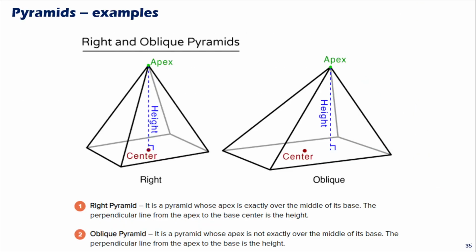Okay, now let's have a look at some examples. First, examples of right and oblique pyramids. A right pyramid is a pyramid whose apex is exactly over the middle of its base. The perpendicular line from the apex to its base center is the height. An oblique pyramid is a pyramid whose apex is not exactly over the middle of its base. The perpendicular line from the apex to the base is the height. Can you see the difference?